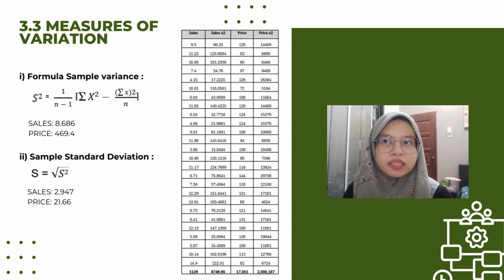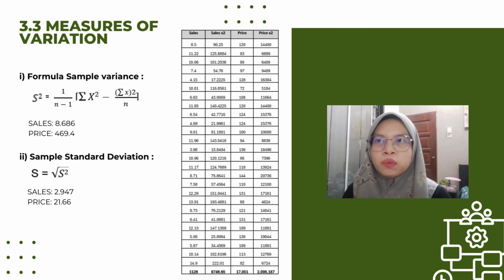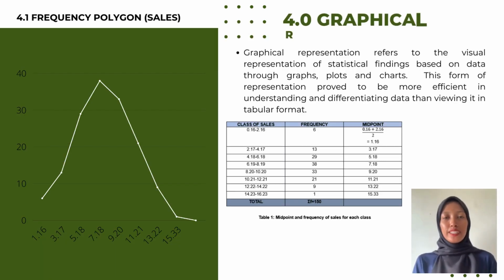And for the sample standard deviation, we got the formula there, and we got sales as 2.947 and the price is 21.66.